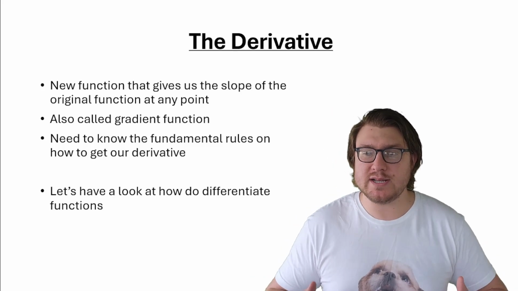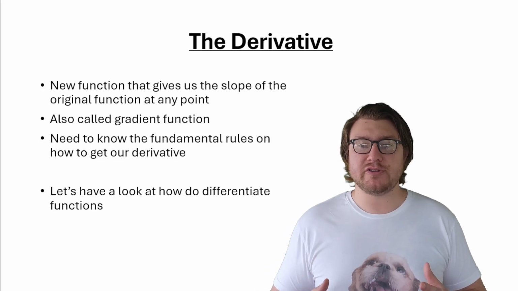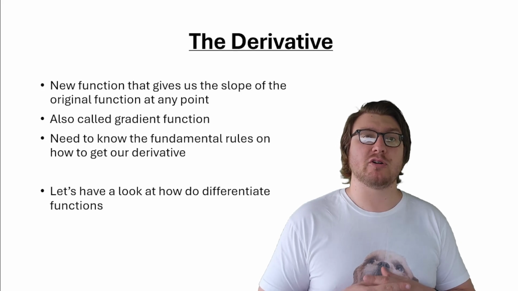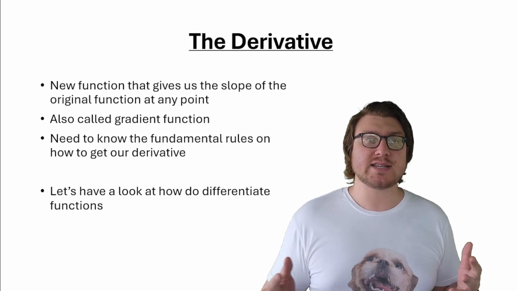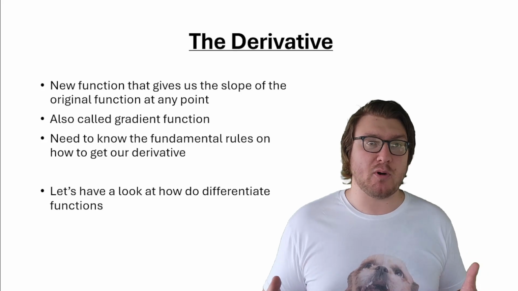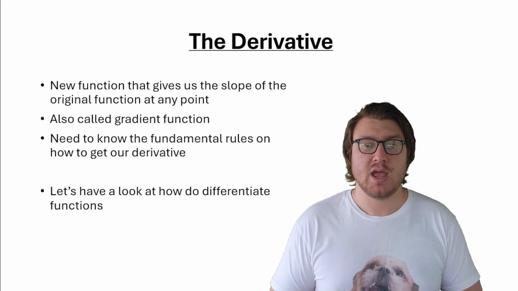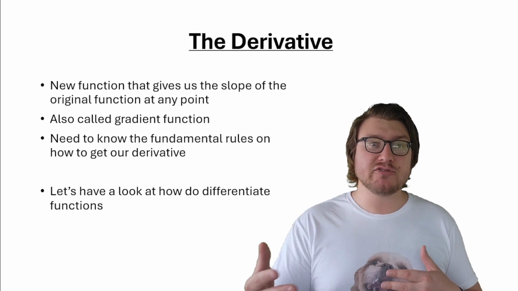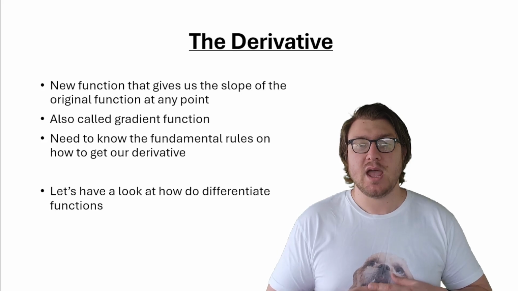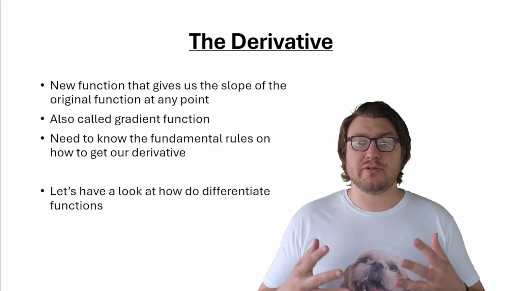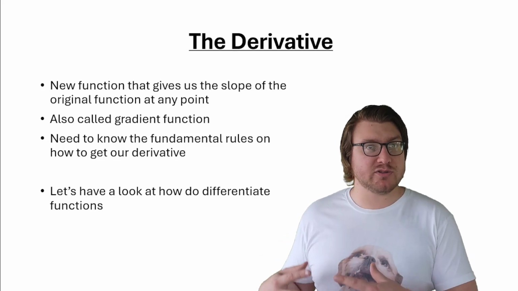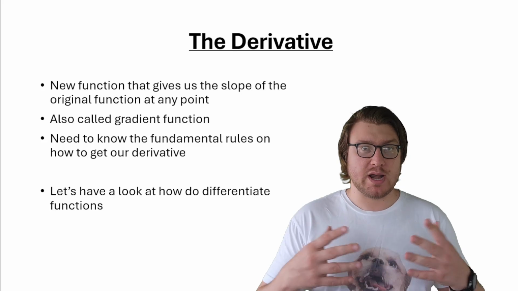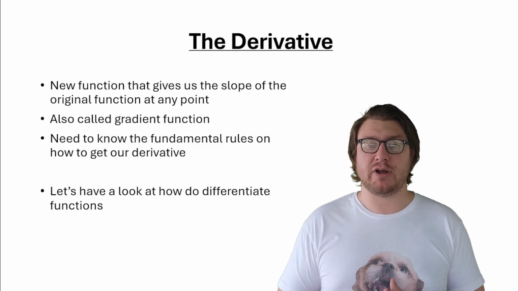So first of all, what is the derivative? So the derivative is the function that gives us the gradient or the slope of the original function. And this can be done for any x value, any point on the graph. This is why we also call it the gradient function, because it gives us the gradient. You need to know the fundamental rules on how to get to this new function in order to use it. So now we're going to start with all of our rules.